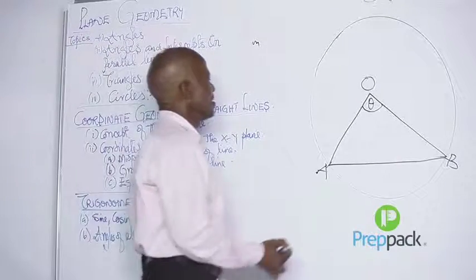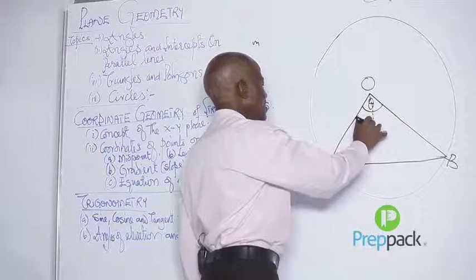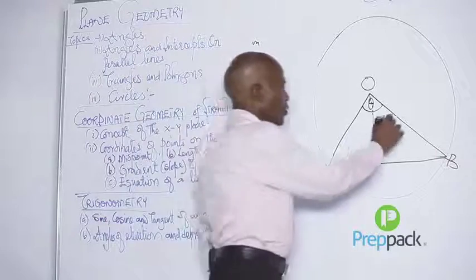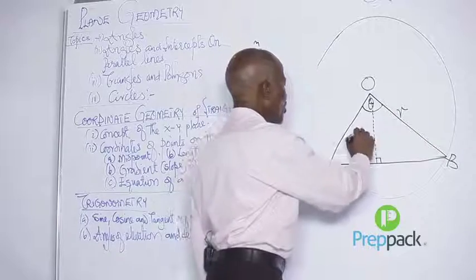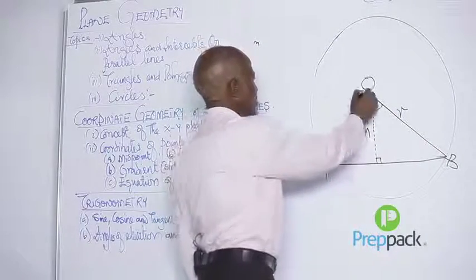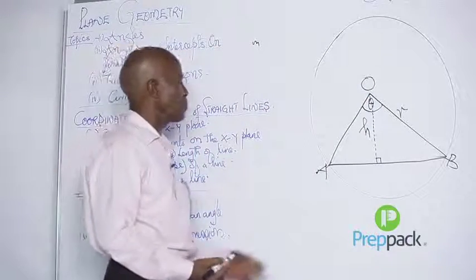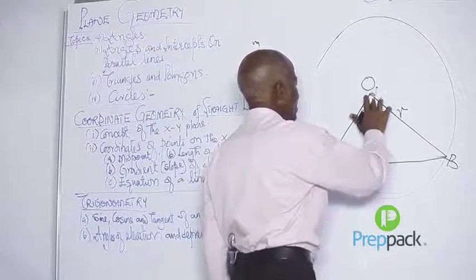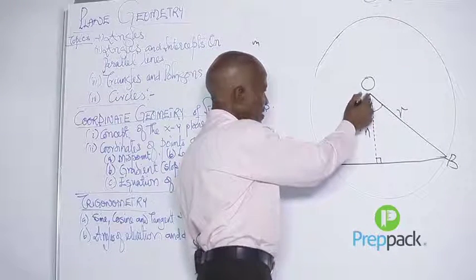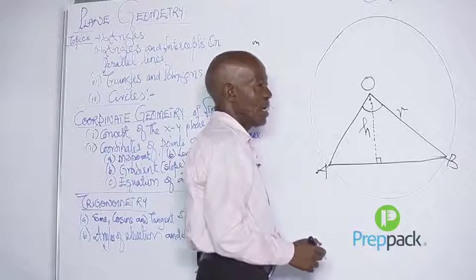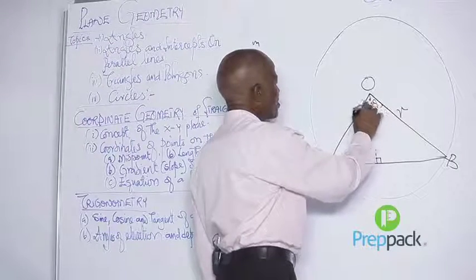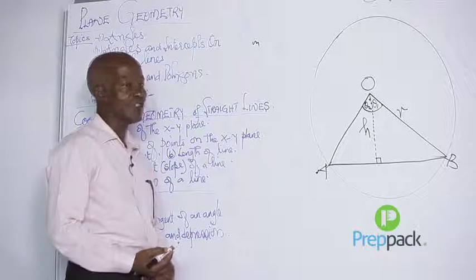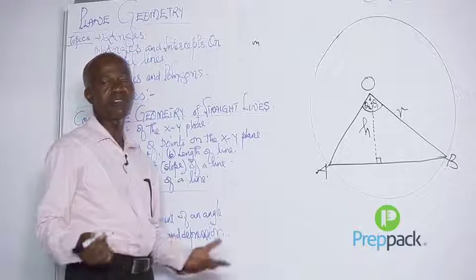Let's consider a line bisecting angle theta or bisecting chord AB. We know this is R, and we know this is the height from the center of the circle up to the chord. Definitely, this height divides the angle there into two halves. And so if we consider these as theta 1 and theta 2, we can estimate the value of each of the theta using trigonometrical ratio.